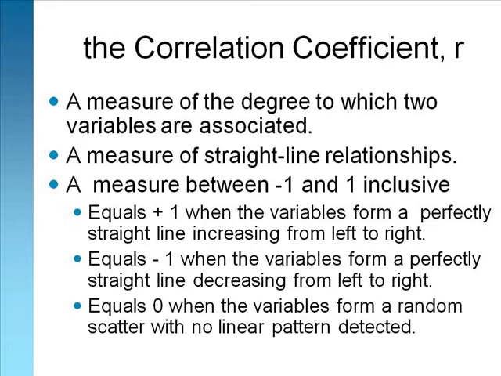The correlation coefficient, which is called R, is a measure of the degree to which two variables are associated. It is a measure of straight-line relationships, and it is a measure between -1 and 1 inclusive. It equals +1 when the variables form a perfectly straight line increasing from left to right. It equals -1 when the variables form a perfectly straight line decreasing from left to right. And it equals 0 when the variables form a random scatter with no linear pattern detected.